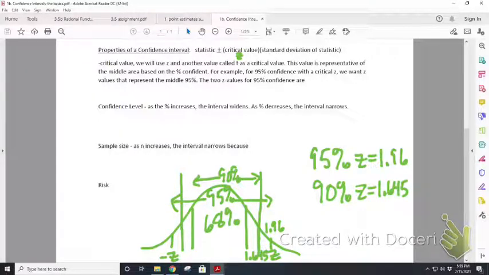And then look at your formula up there at the very top. If I multiply by a larger number, this whole thing is my margin of error. And if that critical value z is 1.96 instead of 1.645, isn't the margin of error going to be larger? Naturally wider. So what I'm saying at the right here, as percent increases, the interval widens because I'm multiplying by a larger critical value.